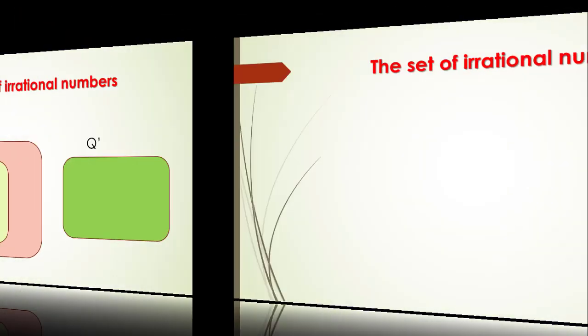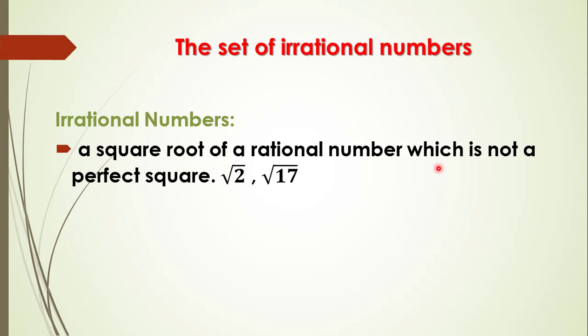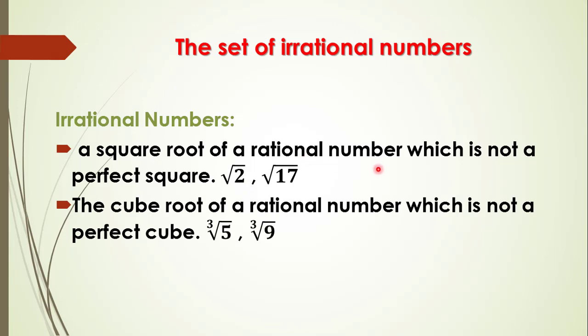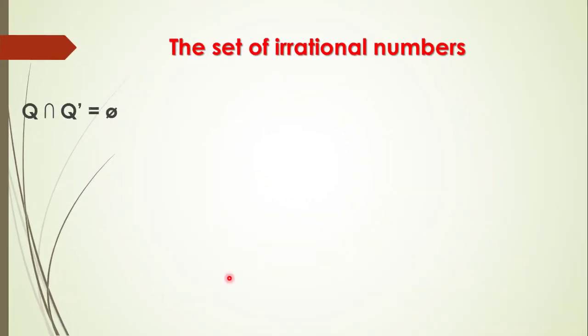The set of irrational numbers consists of what? If you have any number which is not a perfect square, then the square root of this number will be irrational. Also, if you have a rational number which is not a perfect cube, the cube root of this number will be irrational. Also, pi is not a rational number, so it's an irrational number. So Q intersect Q dash equals phi. There is no number which is rational and irrational at the same time.